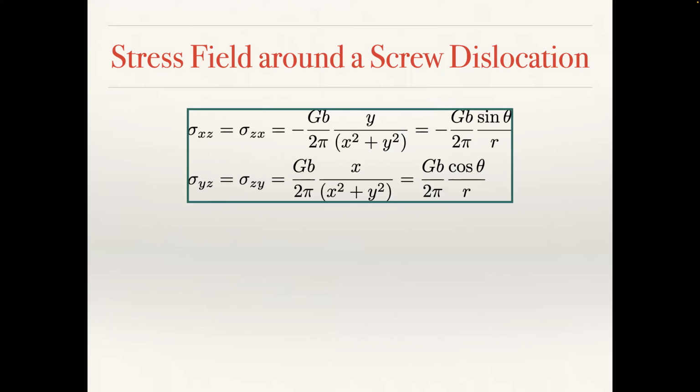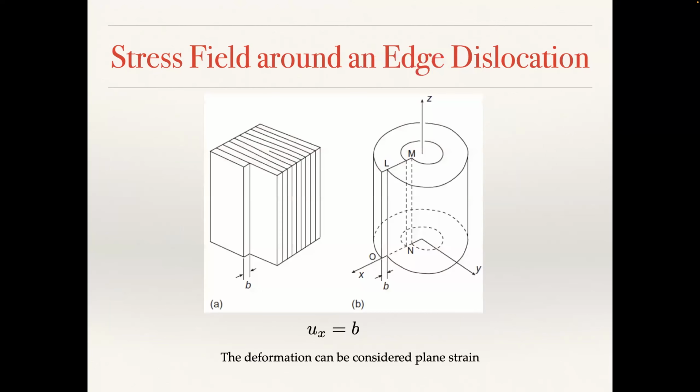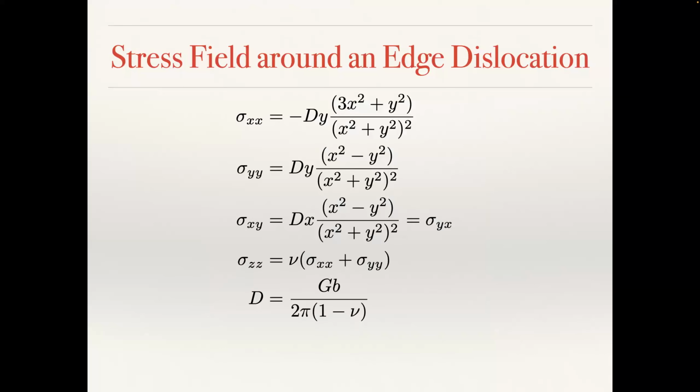And from there you can calculate the shear stress field around the dislocation. Whereas in the case of an edge dislocation, you will have both normal as well as shear stress components. That is something that we have discussed in the last class. So when you have an edge dislocation, the normal stress and shear stress will always be present.